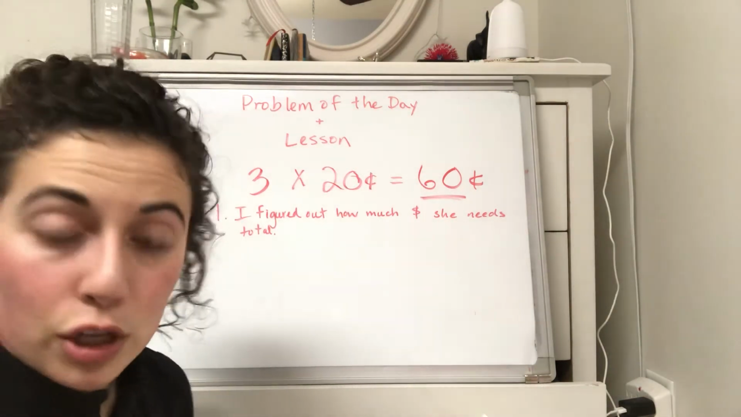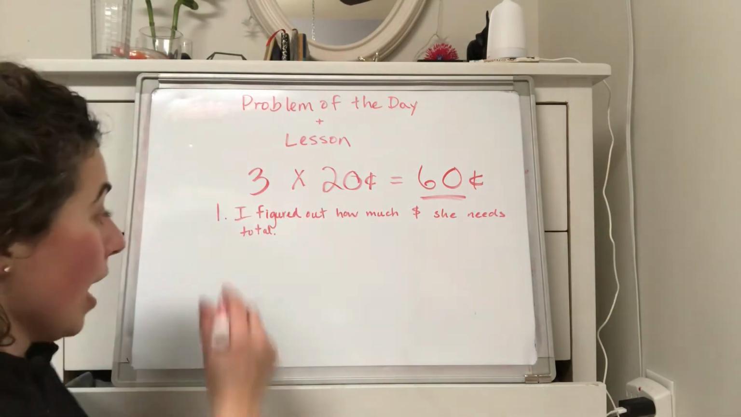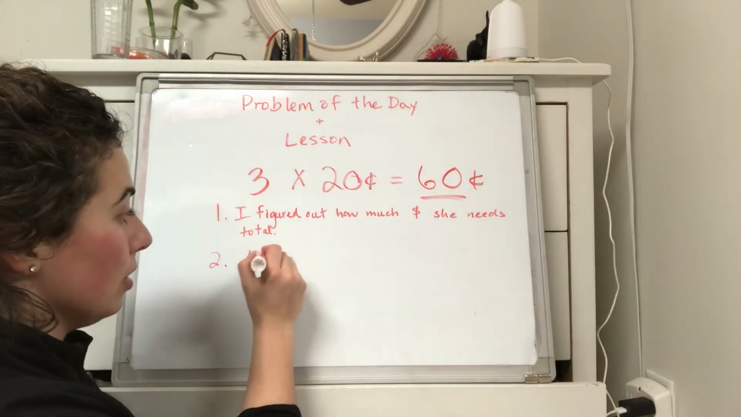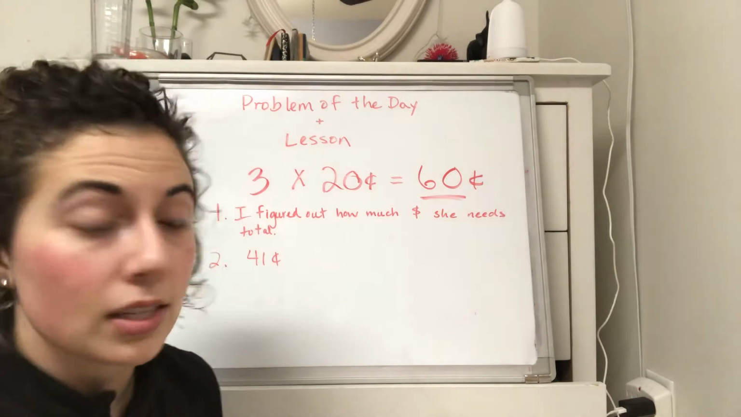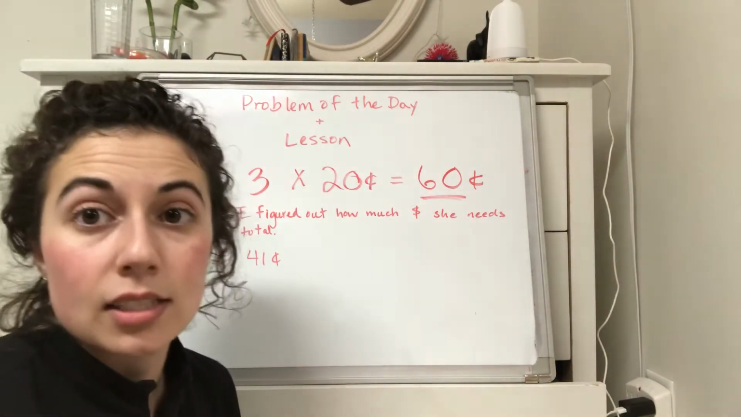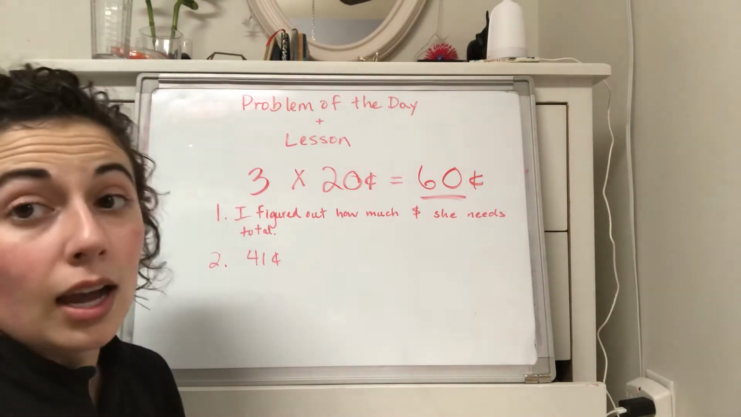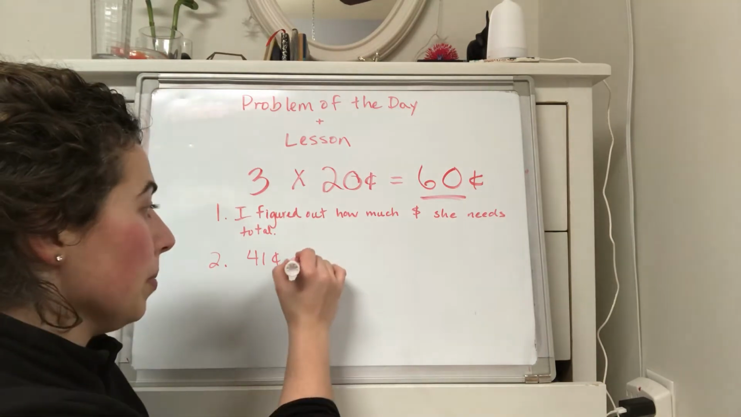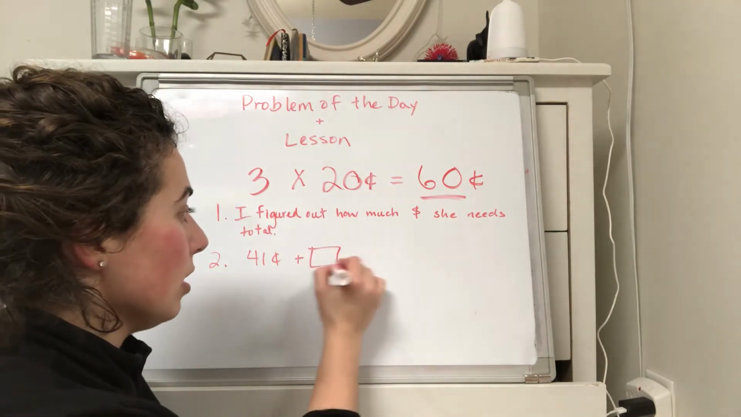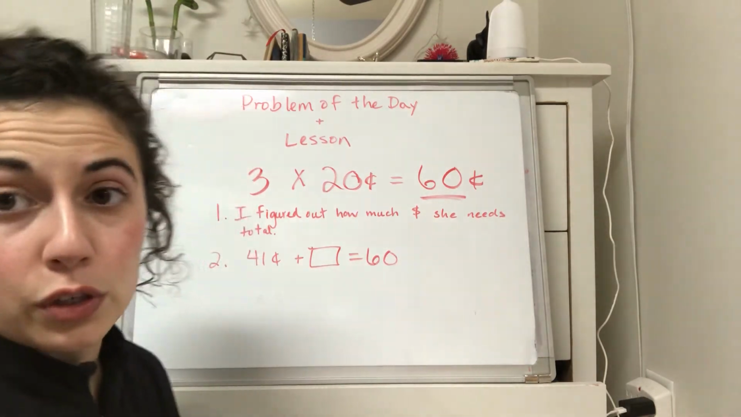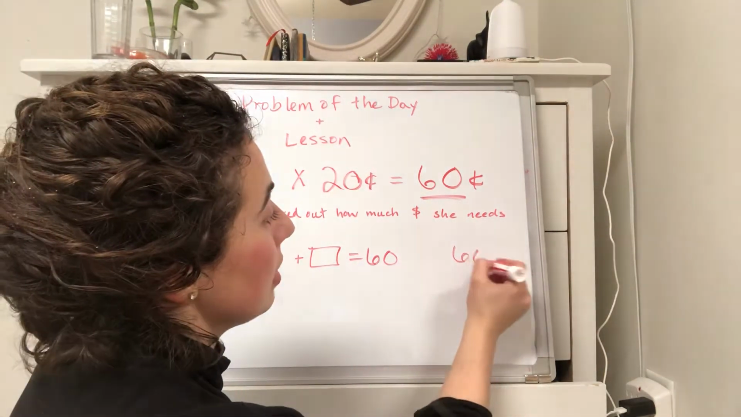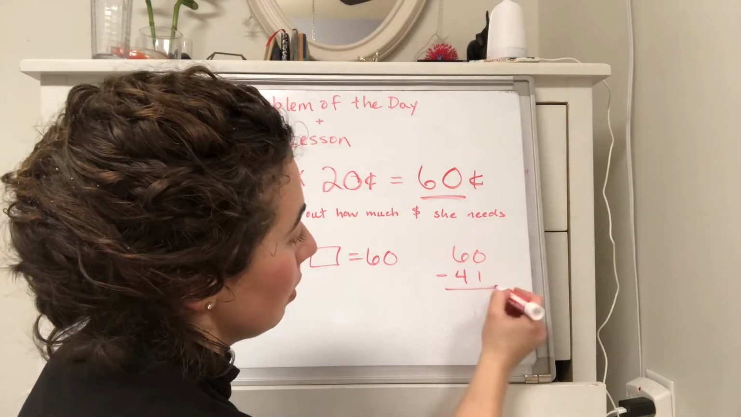Okay, for step 2, she only has 41 cents, right? Okay, so there's 2 ways that I could do this. Basically, I want to find the difference between 41 cents and 60 cents, what she needs. I could either do this as a missing number problem, 41 cents plus what equals 60, or if you prefer, you can do it as a subtraction problem. 60 minus 41 equals what?